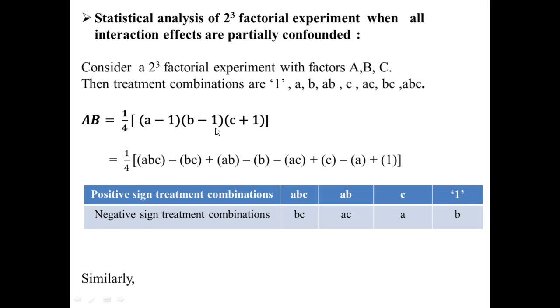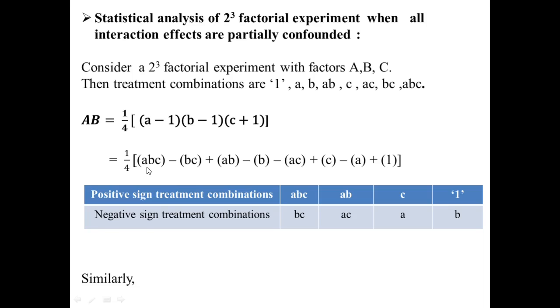Our first interaction effect is AB. First write down the formula for interaction effect AB: AB equals 1 by 4 times (A minus 1) into (B minus 1) into (C plus 1). Simplify these brackets, so we get the formula 1 by 4 times ABC minus BC plus AB minus B minus AC plus C minus A plus 1.